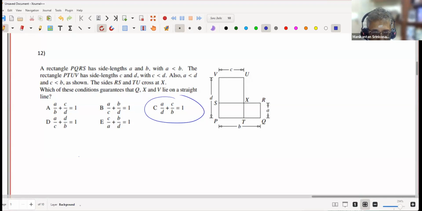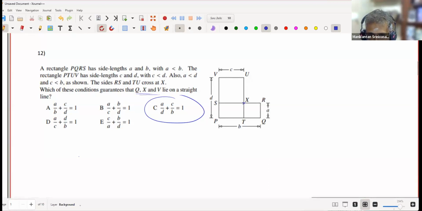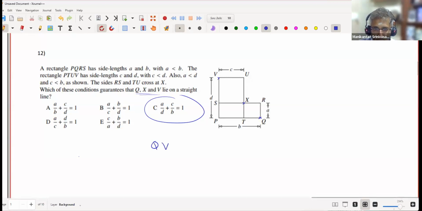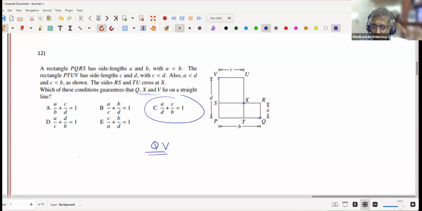So yeah, the question looks daunting, but the diagram has it all, right? So the only thing is Q, X, and V should be on a straight line. So the slope from Q to X and from Q to V must match, right? So for QV, whether the slope is negative or positive doesn't matter, rise over run. Let's take from V to Q, you're going down by D and then going horizontally by B. So that's the slope from Q to V.